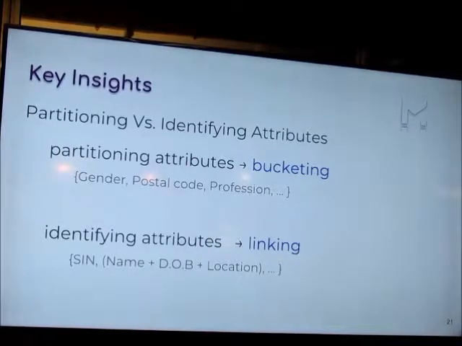The second type of attributes are identifying attributes. If I take one of these and match on it, I have a link between two entities. The problem is these are costly to compute. The partitioning ones don't give me a lot of precision, they just give me better recall.